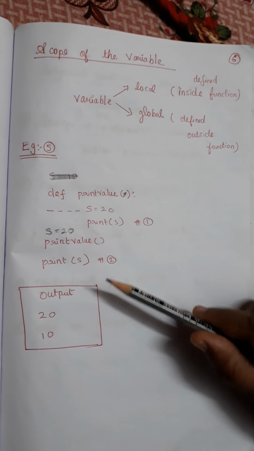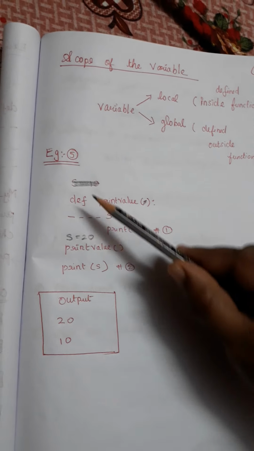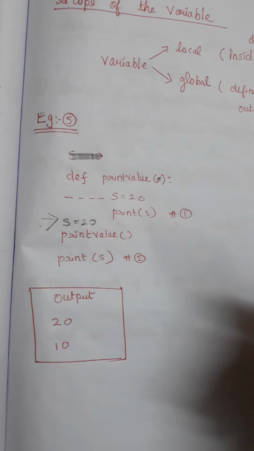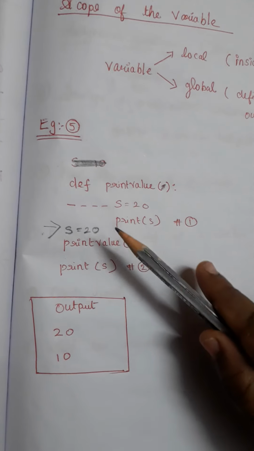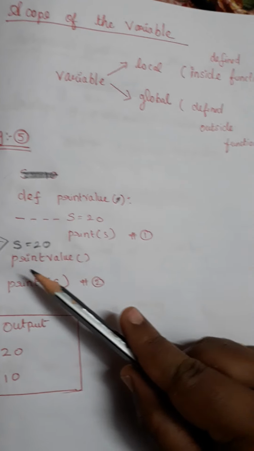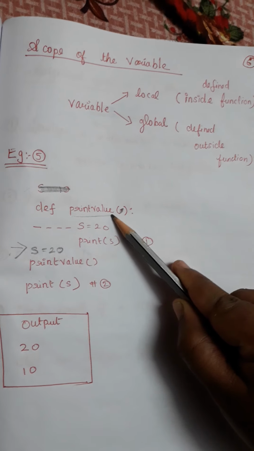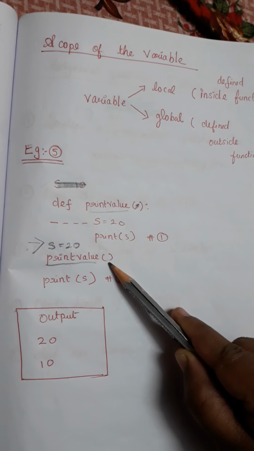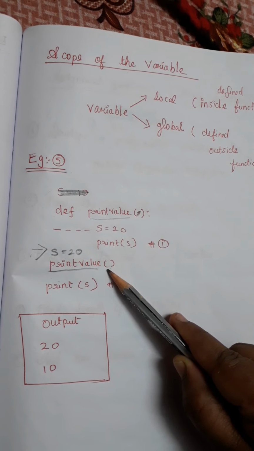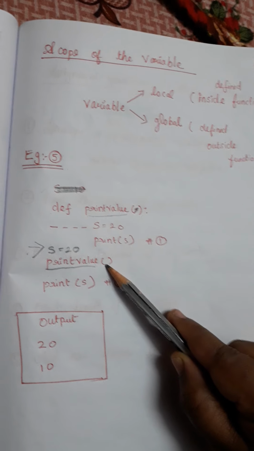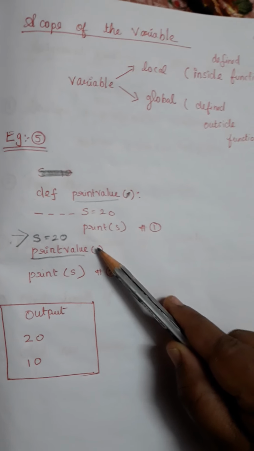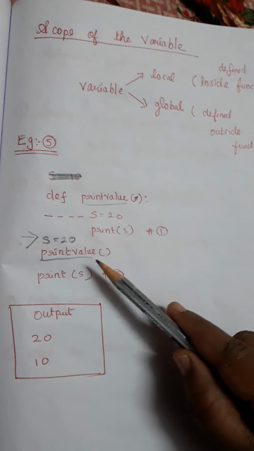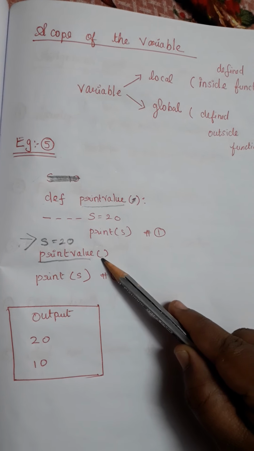Take for example, look at this particular program here. The program starts from s is equal to 20. My function name is print value, so I am calling the function print value. Here I am not passing any inputs to the function. This kind of function is called a void function. When you pass some input and get some output, then it is called a fruitful function. When you don't pass any input, then it is called a void function.